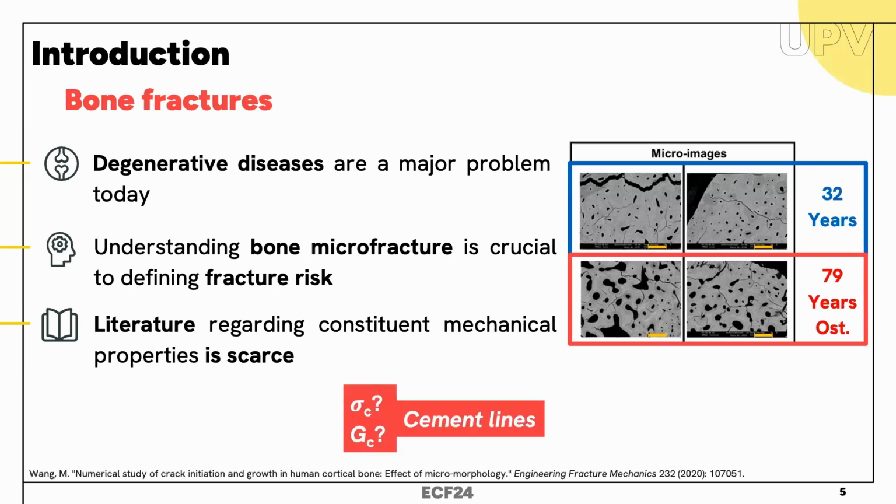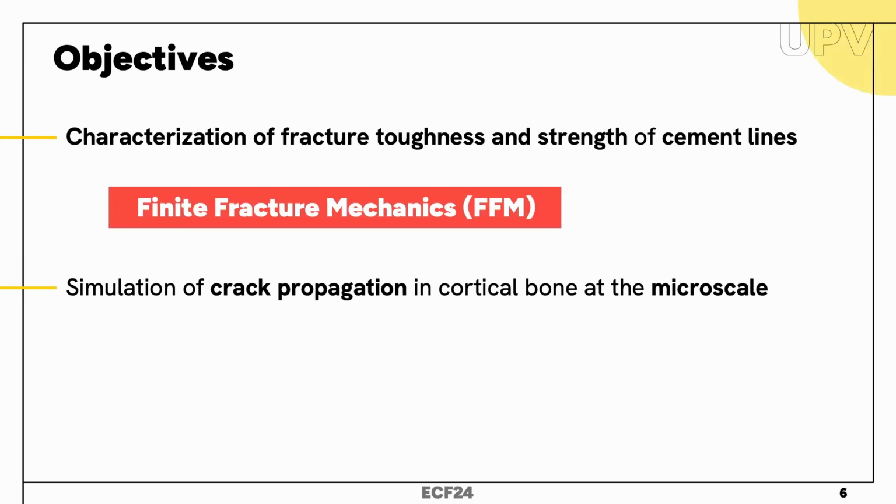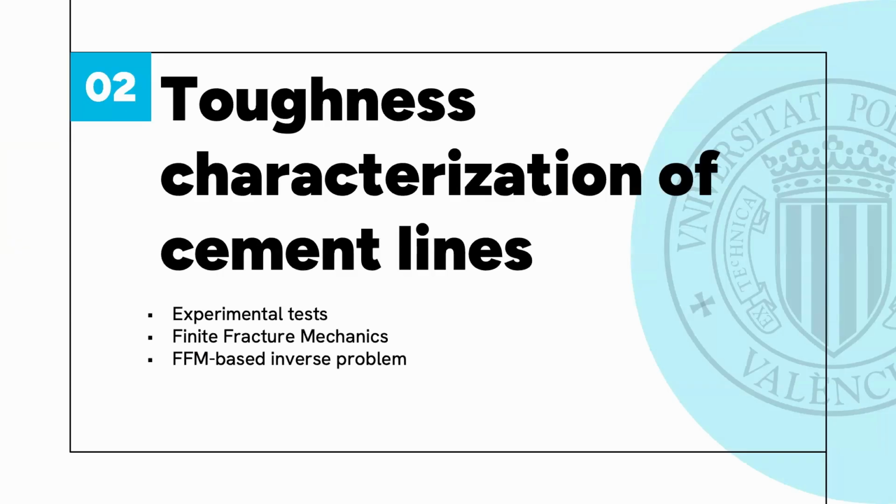So in this work, we are going to focus especially on the characterization of the strength and the toughness of these cement lines that I mentioned in the previous slide. Two main objectives are derived in this work. First, the characterization of the fracture toughness and the strength of the cement lines, for which we are going to use an approach based on the framework of finite fracture mechanics. And then the simulation of the crack propagation in cortical bone at the microscale, in which we are going to use the cohesive zone model and the phase field model.